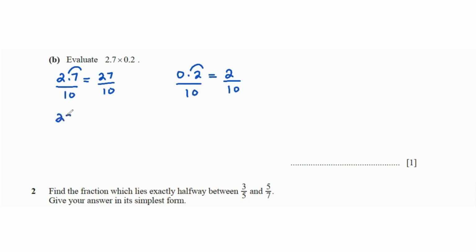So now it's 27 over 10 times 2 over 10. 27 times 2 is 54, and 10 times 10 is 100. So 54 over 100 can be rewritten as 0.54 because now we move the decimal 2 places to the left, and that gets rid of the 100 in the denominator.